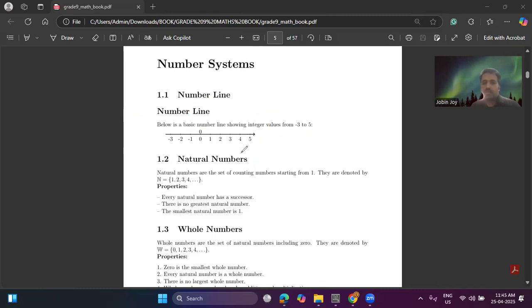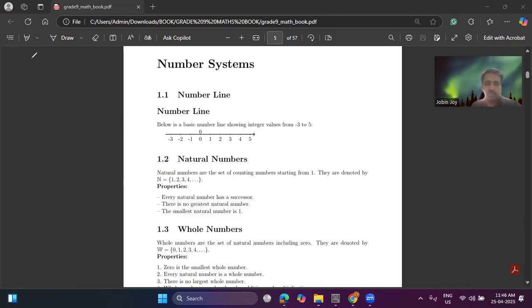Then coming to the second topic, that is the natural numbers. What are natural numbers? Natural numbers are the set of counting numbers starting from 1. So the first number is 1 and it will continue: 1, 2, 3, etc. Natural numbers are denoted by the capital letter N. Please remember, the smallest natural number is 1.